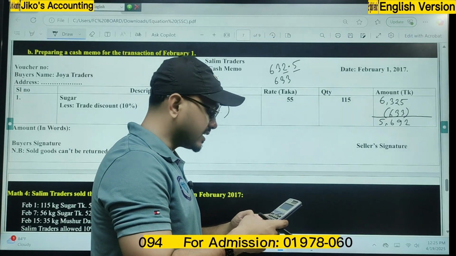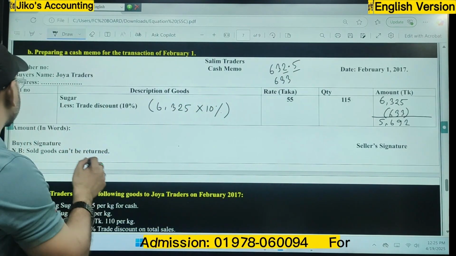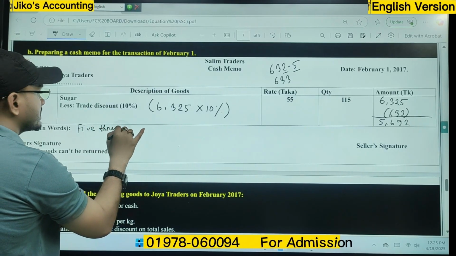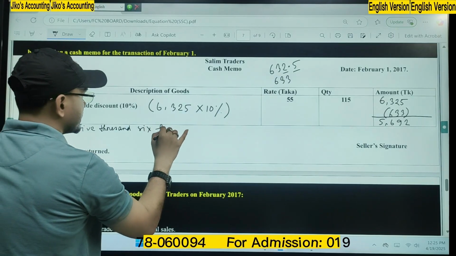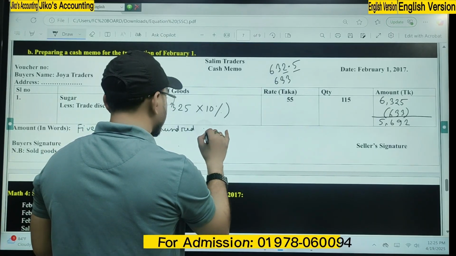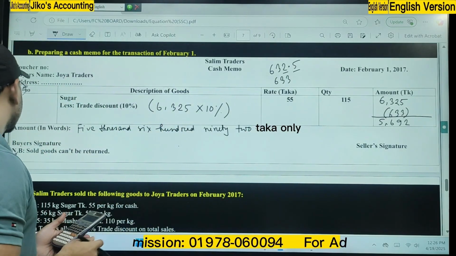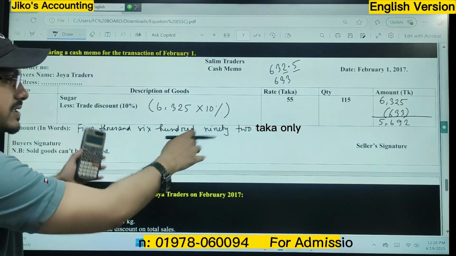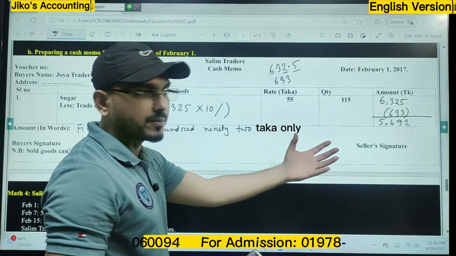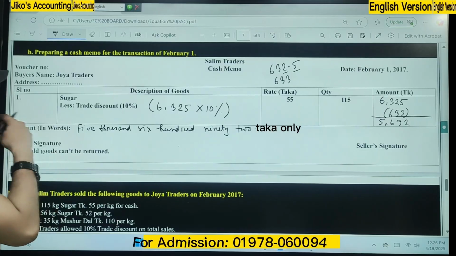Now if I deduct it, 6,325 minus 633, what would it be? 5,692. Now I have to write down here, 5,000, 600, 92. Then buyer signature and seller signature is a format that you need to write down. You don't need to give any signature or anything. It is just a format. You have to only write it down. And the note is mandatory that you need to write down here, and sold goods can't be returned.